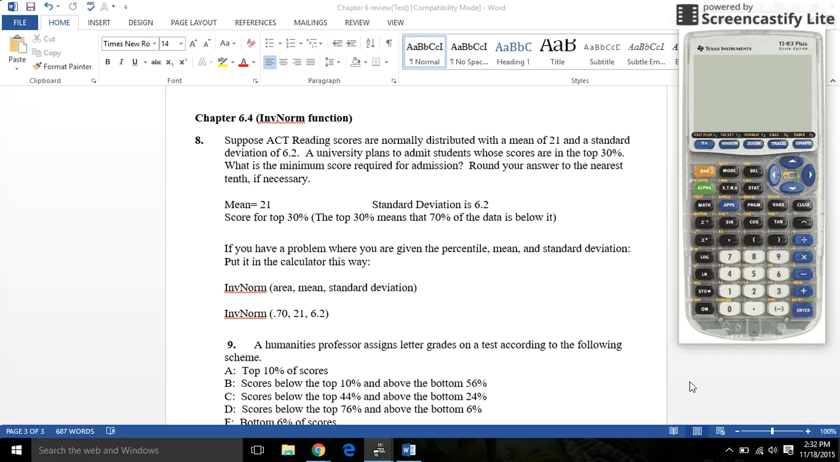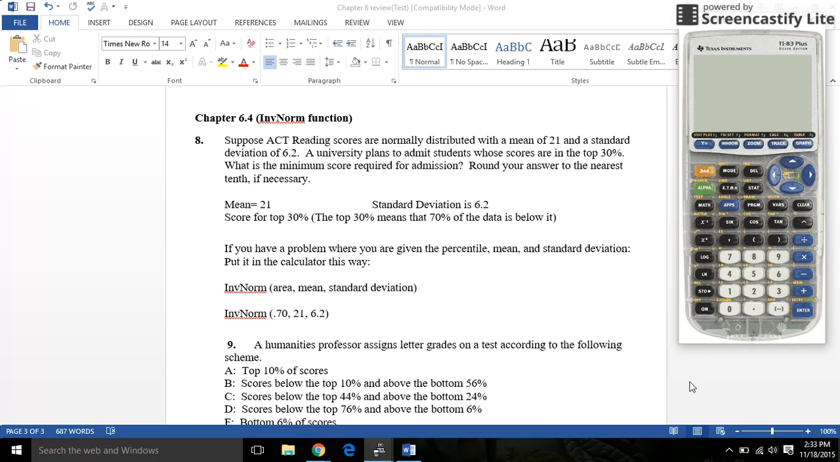Suppose ACT reading scores are normally distributed with a mean of 21 and a standard deviation of 6.2. A university plans to admit students whose scores are in the top 30%. What is the minimum score required for admission? Round your answer to the nearest tenth. All right, so let's look at this. We know the mean is 21, and we know the standard deviation is 6.2. We need to know the cutoff score for the top 30%.